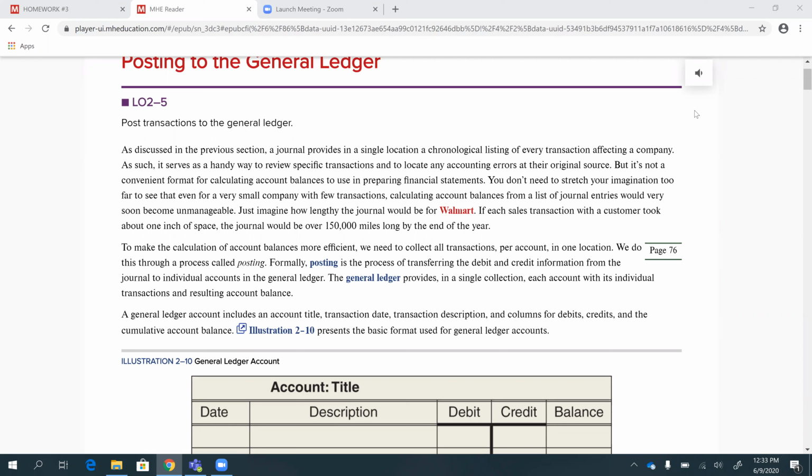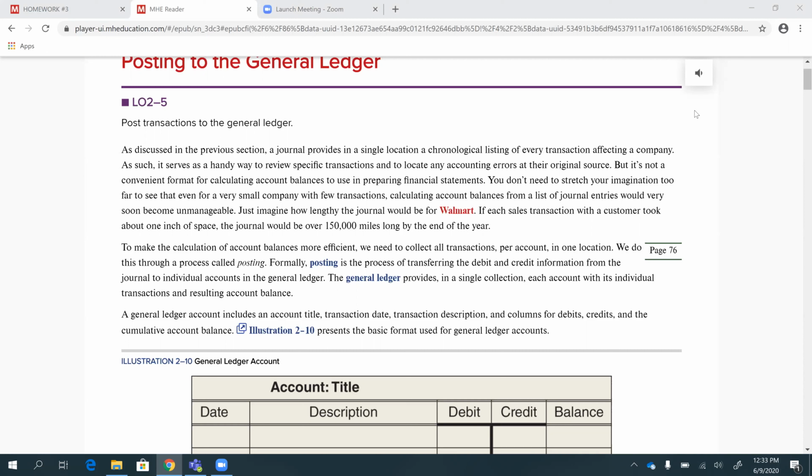So I want to review what a T account is and then go over one of the homeworks that you had involving T accounts. This is also going to be very beneficial for future homeworks as well. I always suggest getting out a scrap piece of paper and writing out T accounts. So going back to LO25, posting to the general ledger.